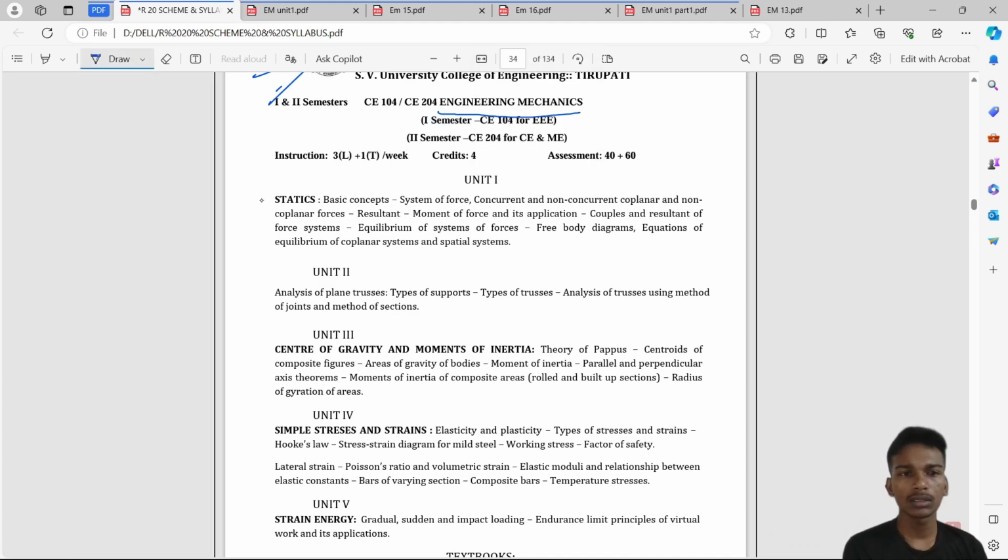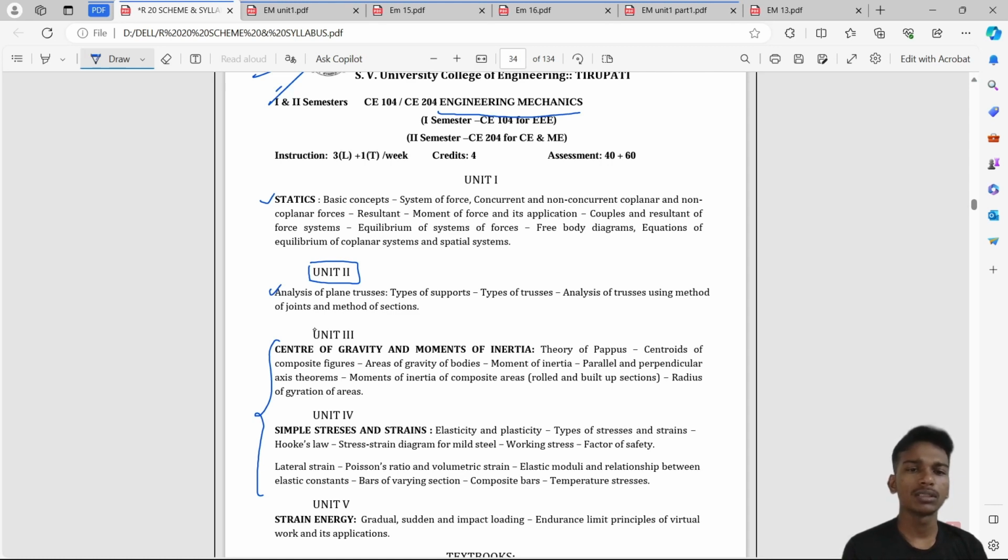These are the course contents: statics, where we deal with the basic system of forces, coplanar system of forces, non-coplanar, concurrent, and all those types of forces. And we will discuss further moments, couples, and free body diagram. This second unit is a bit typical. We have to just get an idea about all these topics, then only we can deal with the topic actually. And also plane stresses. We will discuss this topic in the last.